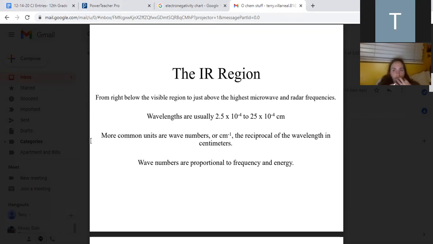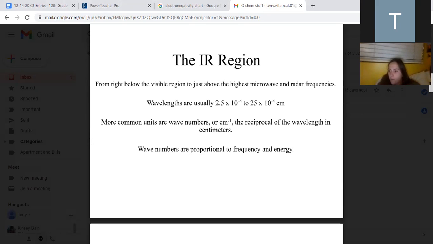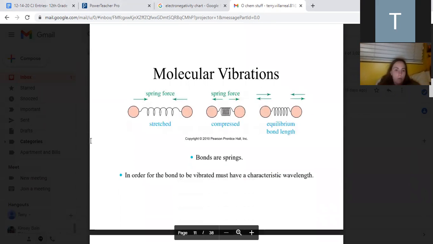And so we see that the units for IR spectroscopy are something called wave numbers, or basically centimeters to the negative one, so it would be 1 divided by a centimeter. Basically, this is lower energy, so it doesn't do too much. But what this does is cause something called molecular vibrations.